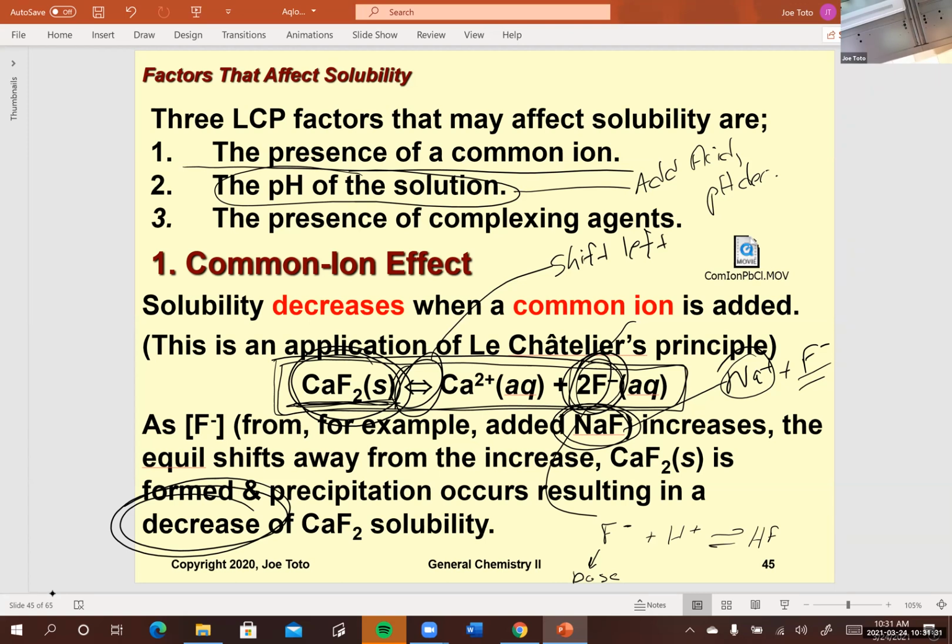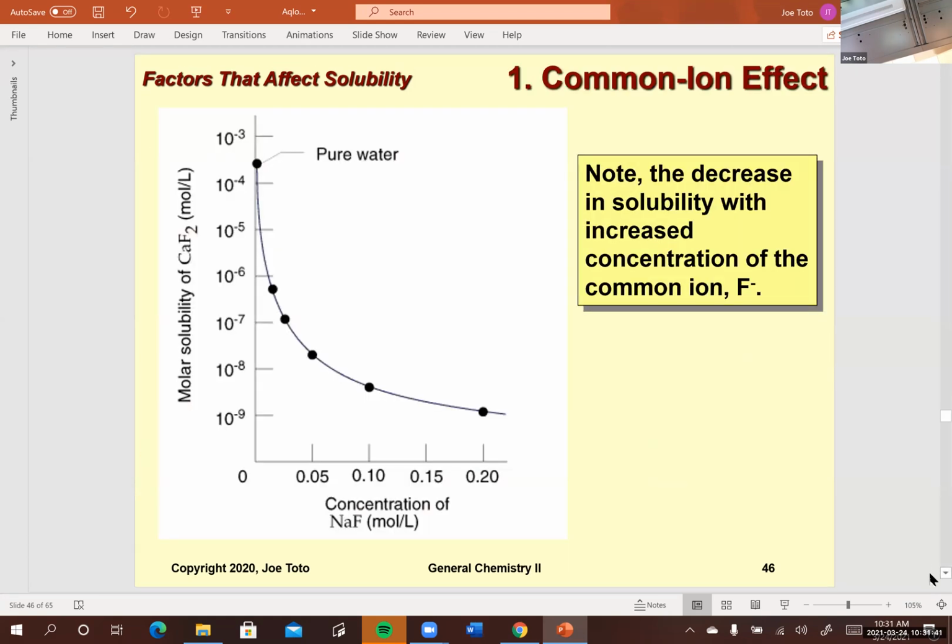So you have number 1 and 2, and we're going to get to 3 in a little bit, but I just want to go over the next few slides to show you what you already know. I have the solubility of calcium fluoride in the presence of a common ion, and I see the solubility decreases drastically as the concentration of that common ion increases. Solubility goes down.